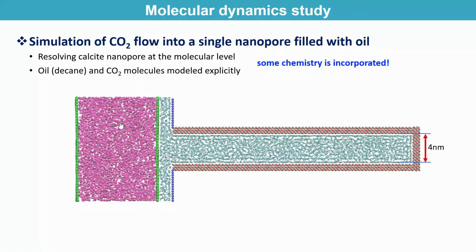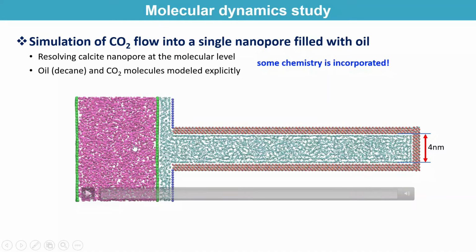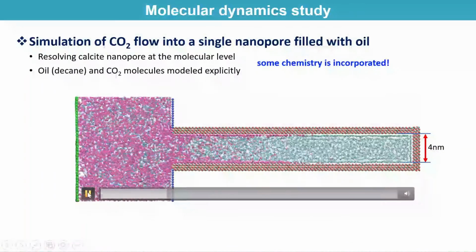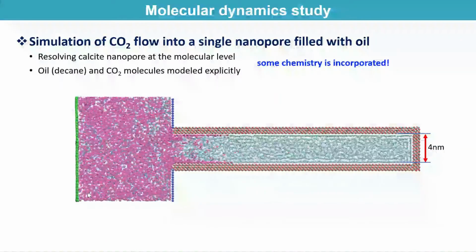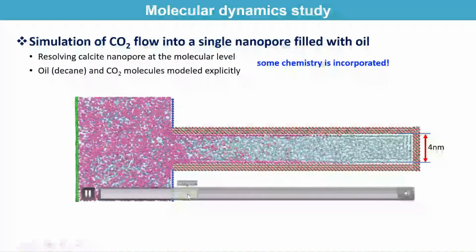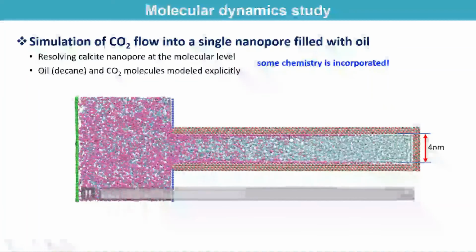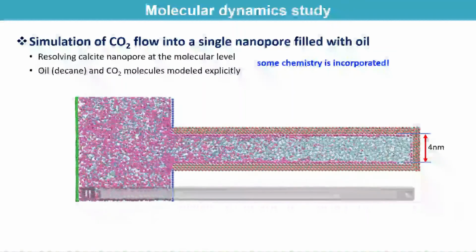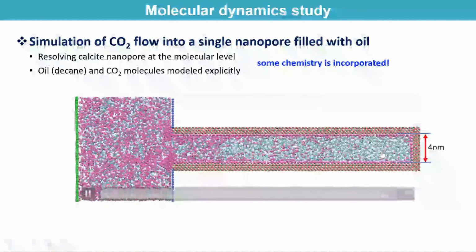Once we build the model, we first equilibrate the oil and the CO2 with these two green plates fixed. Then at time equals 0, we remove the plate that is near the mouth of the calcite nanopore. Now let's see what is going to happen. In this case, we see that CO2 will rush into the pore. Interestingly, some of these CO2 molecules get adsorbed onto the surface and displace the decane molecules from it. This is especially clear at the front of the diffusion.